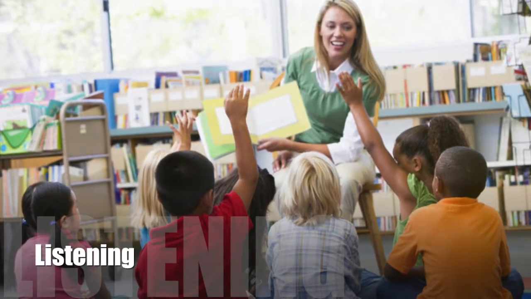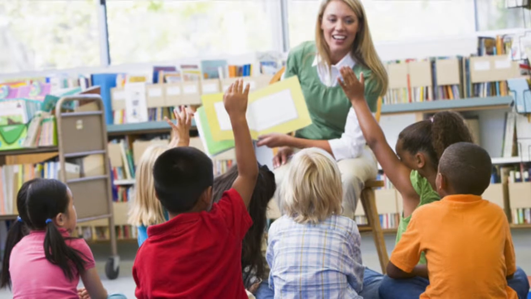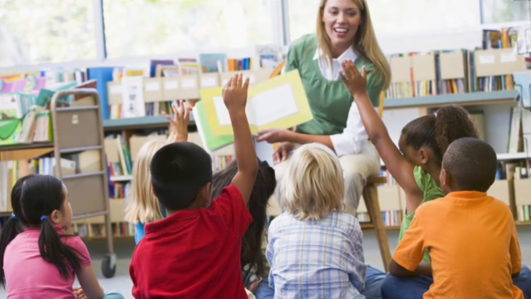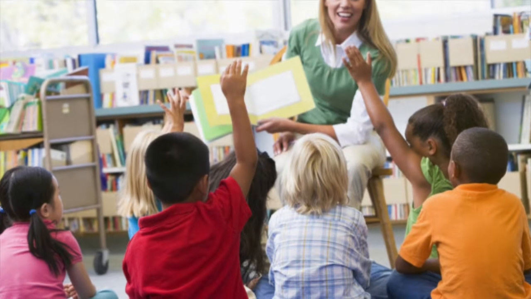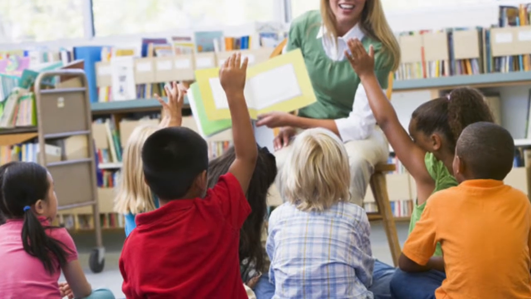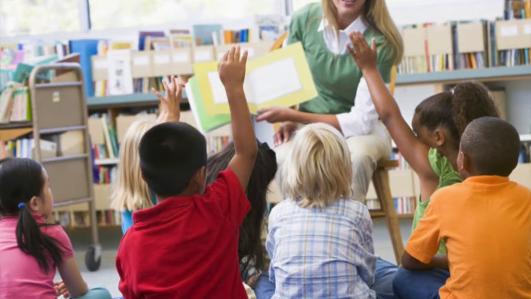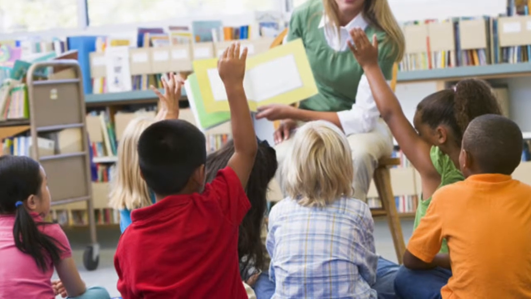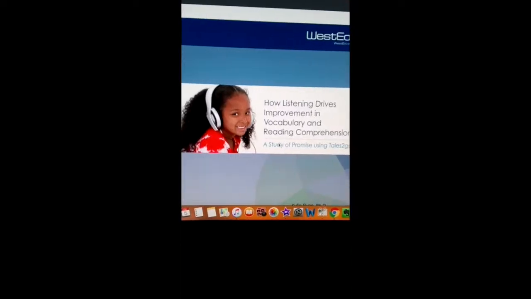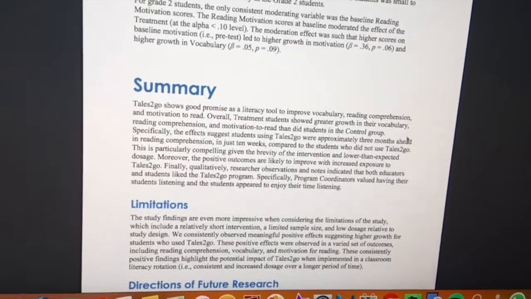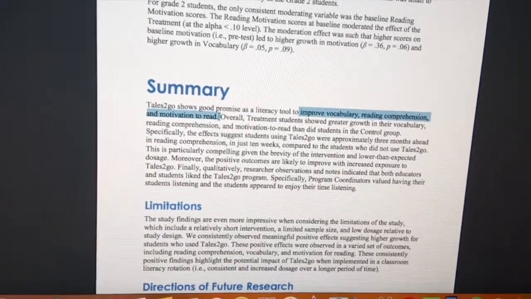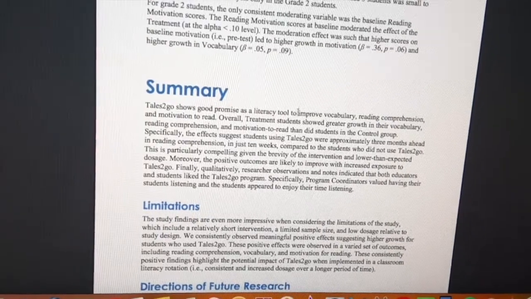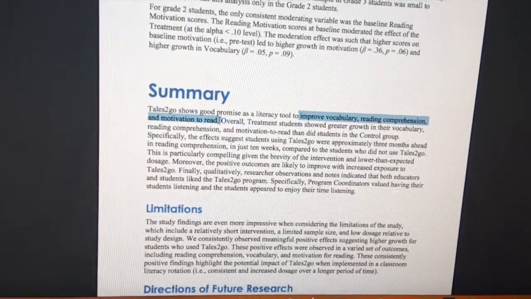So this is something that often teachers will ignore a little bit because they think, oh, well, students already know how to listen. But it is very important, because when we think that students are paying attention to us, maybe they're not, or they don't know how to get the meaning out of what they are listening to. For instance, a US study showed that when students listened to audiobooks while they read those books themselves, this helped improve their vocabulary, reading comprehension, and even their motivation to read.